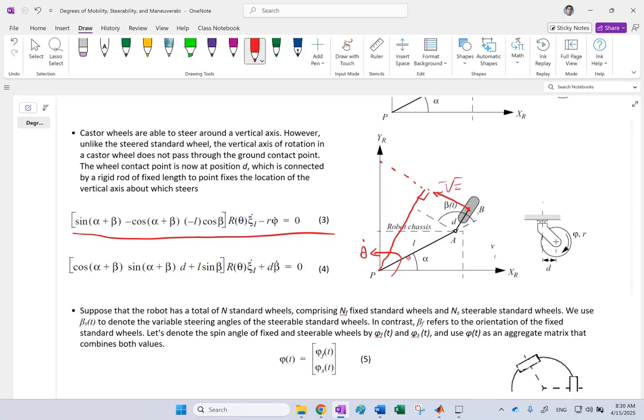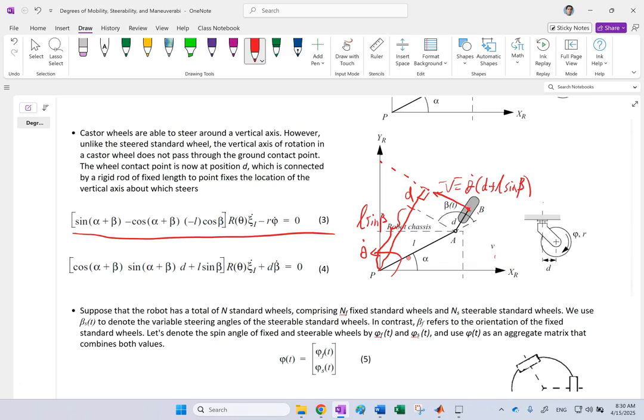Well, if you look here, this portion of it is d, and this portion from here to here is L, and this angle here is beta, so this is L sine beta. So L sine beta plus D, multiplied by theta dot, is going to be the V along the axis of the wheel.